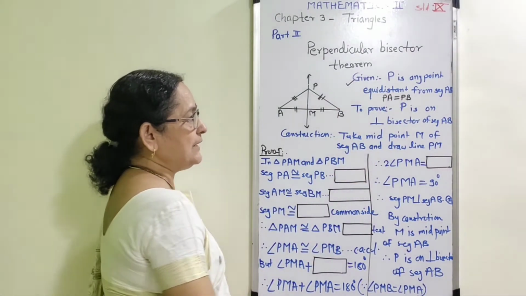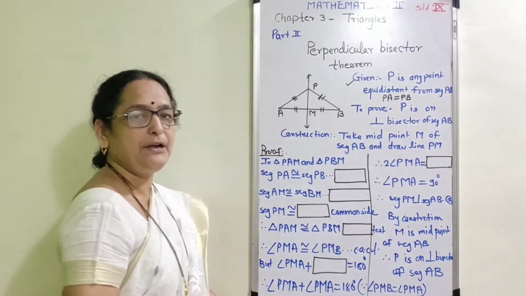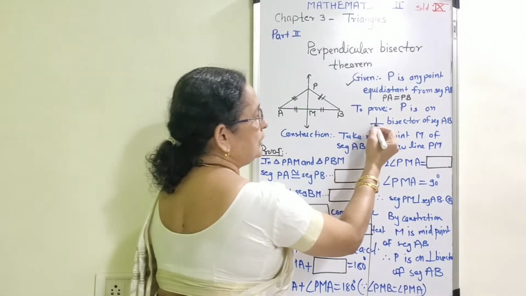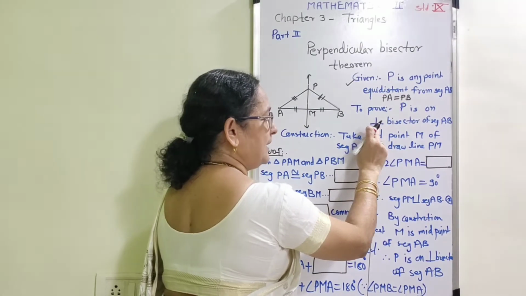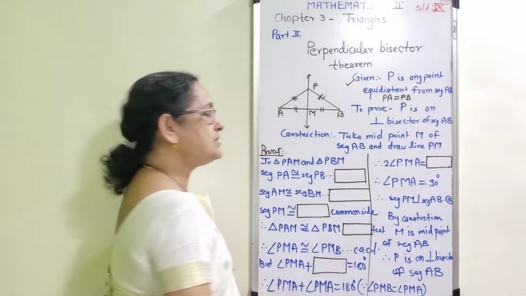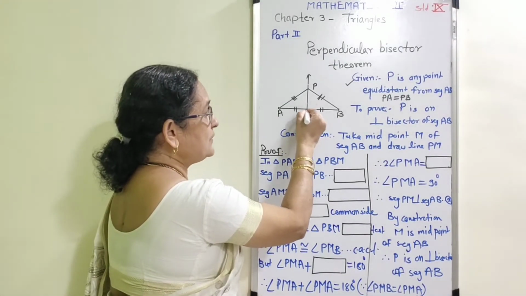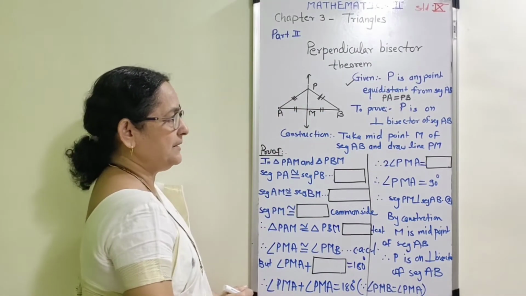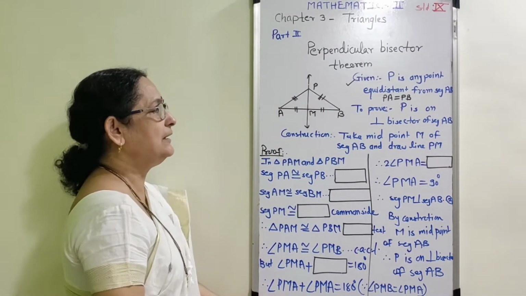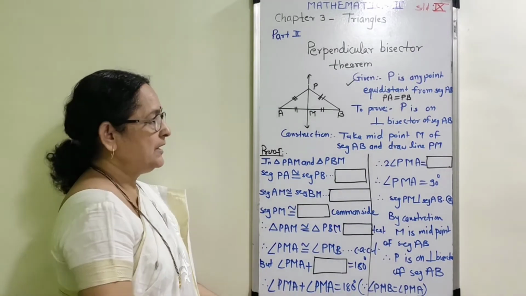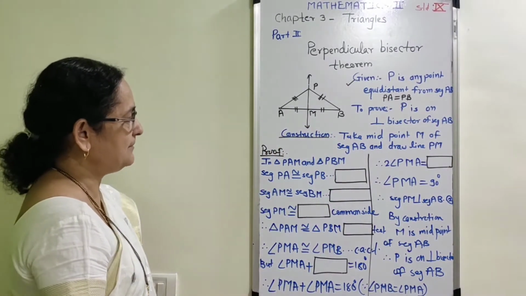Now you are going to prove that if it is at equal distance, then P is on the perpendicular bisector. No need to write the entire word perpendicular. Make this sign, that is, perpendicular bisector of segment AB. Now in construction, first of all select the midpoint M of segment AB and join the point P with that midpoint, and draw line PM. This is our construction. Now we are going to fill in the blanks.